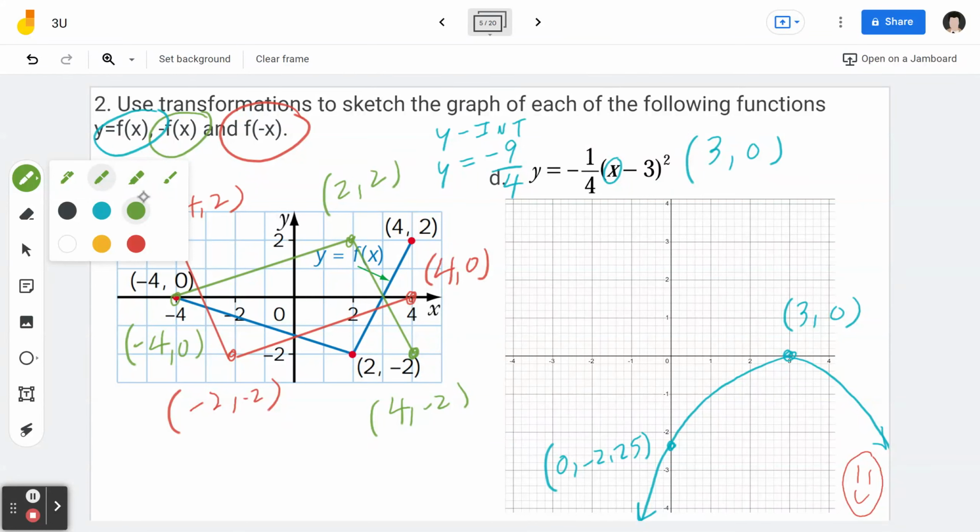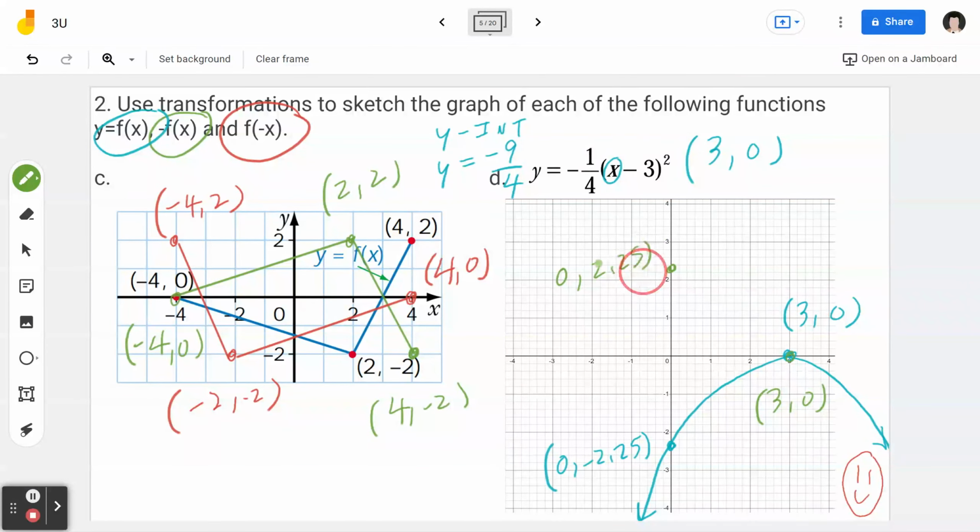Now, if I think about negative f of x, again, this is reflected with respect to the x-axis. Notice the 3, 0 remains unchanged. 0, negative 2.25 becomes 0, positive 2.25. And again, roughly speaking, it looks something like that.